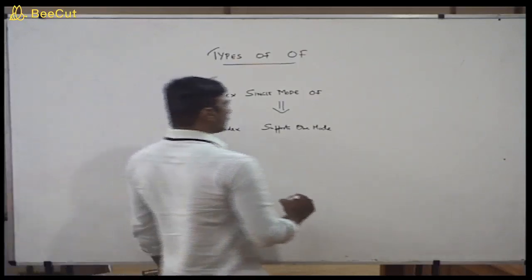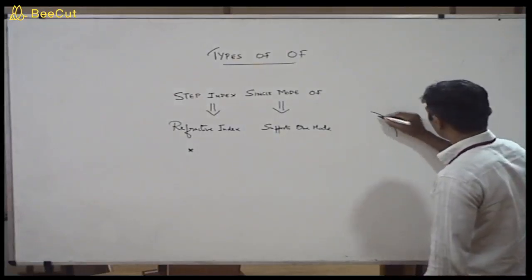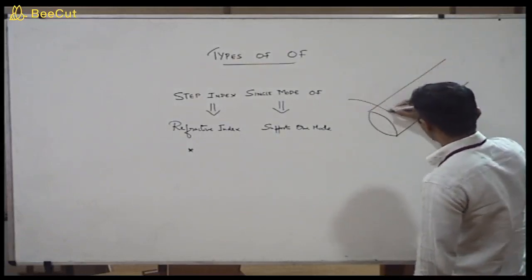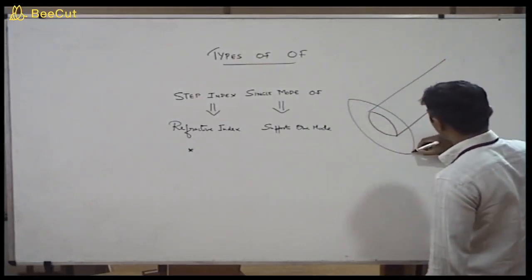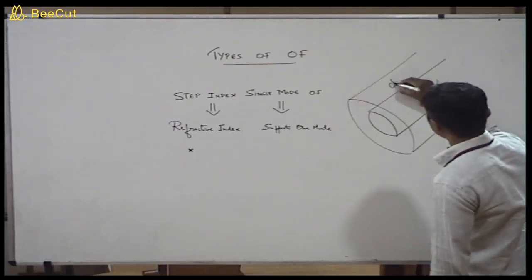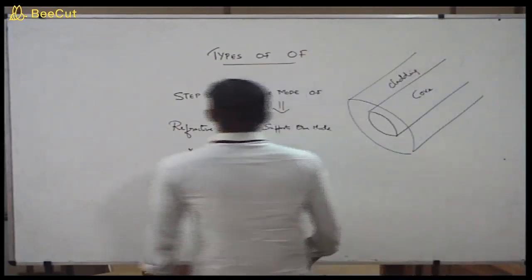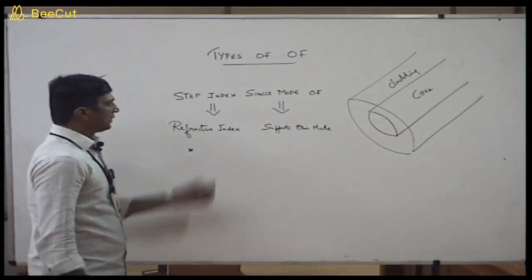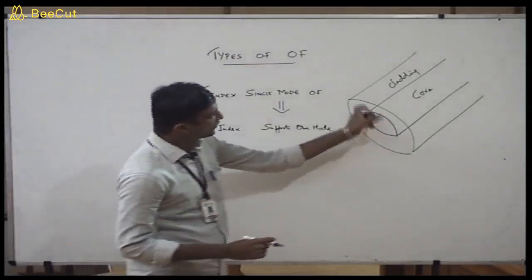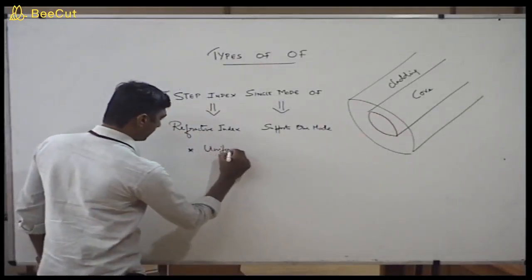We know optical fibers have two different regions, core and cladding. So I'm going to draw the general structure of an optical fiber. This is the core region and this is the cladding region. In the case of a single mode step index optical fiber, the core and cladding have uniform refractive index throughout.